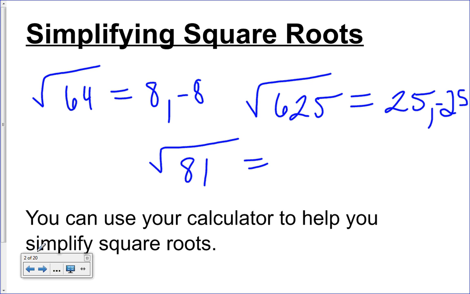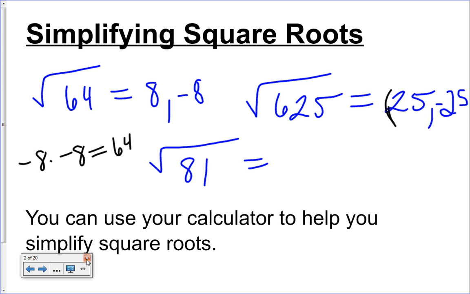But I know by my integer rule that if I have two negative numbers, so a negative 8 times a negative 8, that I'll get a positive 64. So the square root of 64 can be a positive 8 and a negative 8, because the same sign gives me a positive number. So if I take the square root of 625, my calculator tells me 25, but I also know that negative 25 times negative 25 gives me the positive 625.